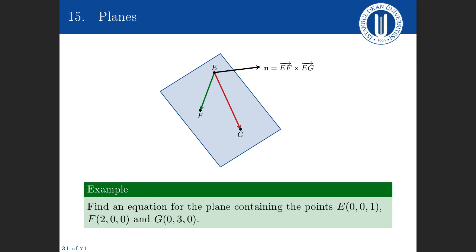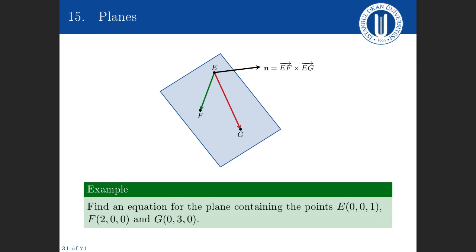And we need a vector which is normal to the plane. We know that the vectors EF and EG lie in the plane. How can we find a vector which is orthogonal to EF and orthogonal to EG? We could just take the cross product. The normal vector that we're going to be using is going to be EF cross EG.